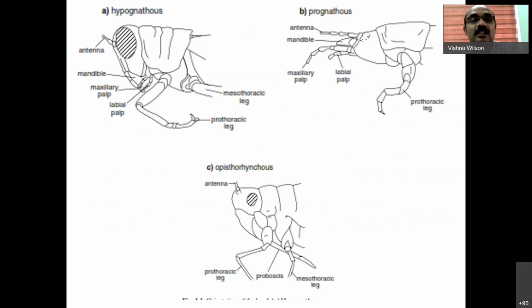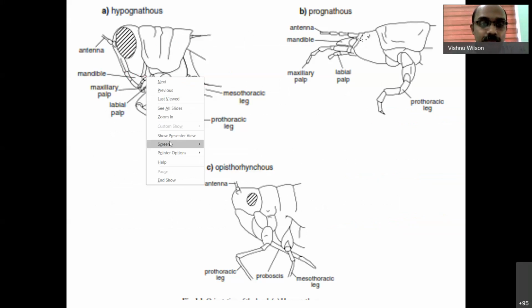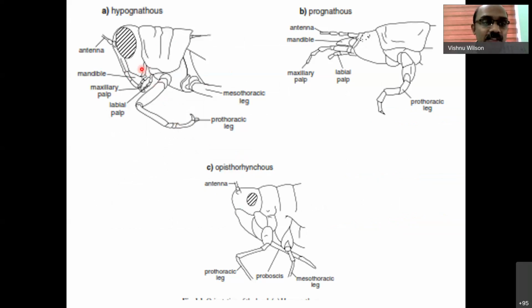See this grasshopper. This is the head, thorax, abdomen. See the mouthparts. These mouthparts are directed downwards. This is the prognathous head. See the mouthparts directed forward or anteriorly. In opisthognathous, you can see this is the mouthpart, and these mouthparts are directed backward.